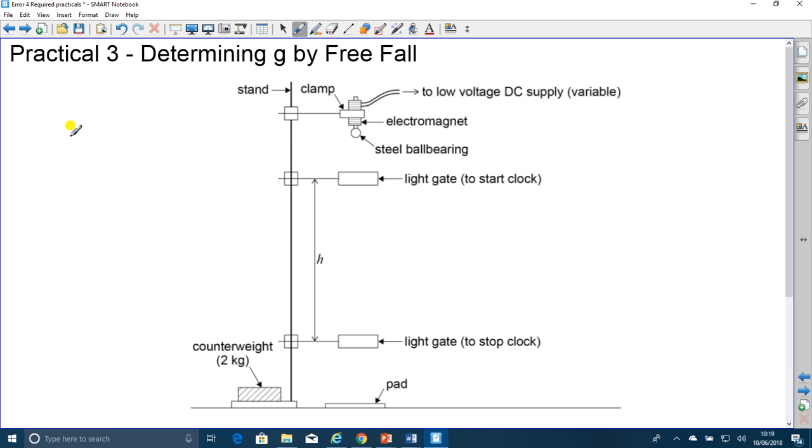So what we did was we were using s equals ut plus a half at squared. And because the object was released from rest, u doesn't matter, so we've got s is equal to a half at squared.